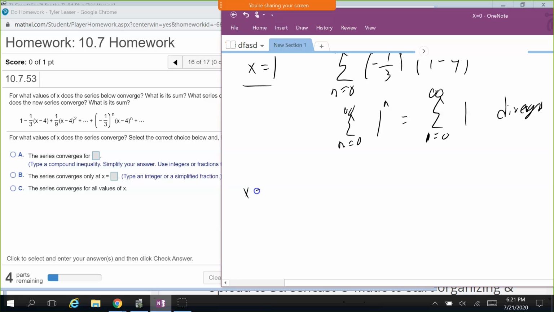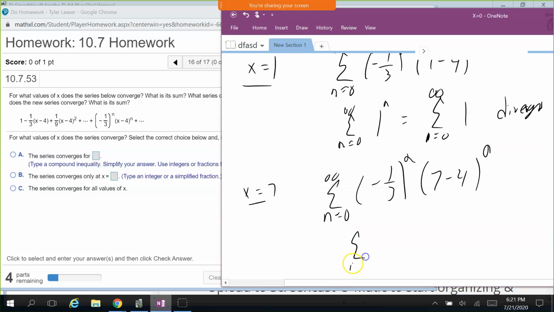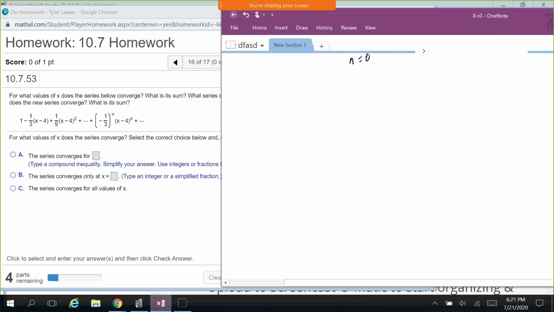Let's try the other endpoint, x is equal to 7. Plugging that back in, it's going to be that negative 1/3, and then 7 minus 4 to the n. Now I have negative 1/3 to the n and positive 3 to the n. Again, you can just multiply those together. That's going to be negative 1 to the n. This just alternates positive 1, negative 1, positive 1, negative 1. That series also diverges. That means that neither of my endpoints are going to work.